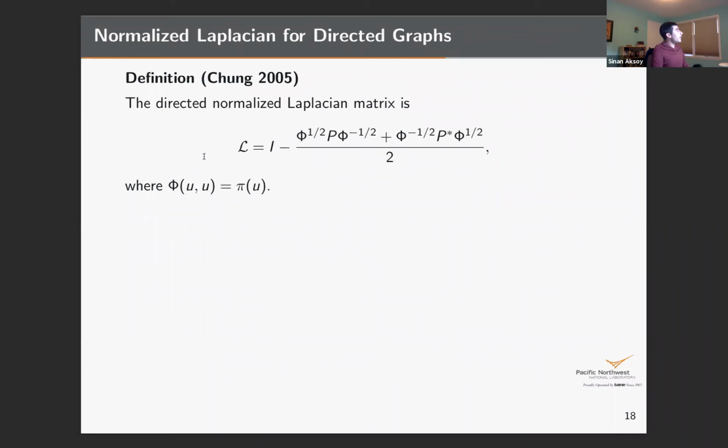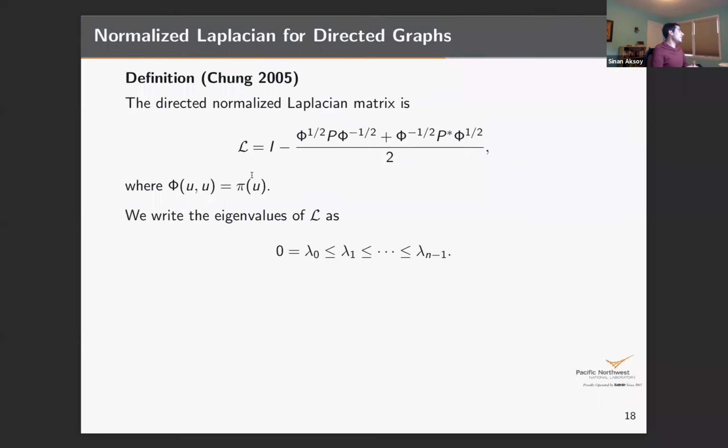All right, so I mentioned that we don't have as many tools in the directed case, but one of the tools we do have is this directed analog of the normalized Laplacian matrix that was given by Chung in 2005. And here, instead of that diagonal degree matrix, we use the stationary distribution of this random walk, a diagonal matrix with the entries of pi on the diagonal. It might not be immediately clear, but this is indeed a generalization of the undirected version, in the sense that if I apply this definition to an undirected graph, I will recover that normalized matrix that we began the talk with.